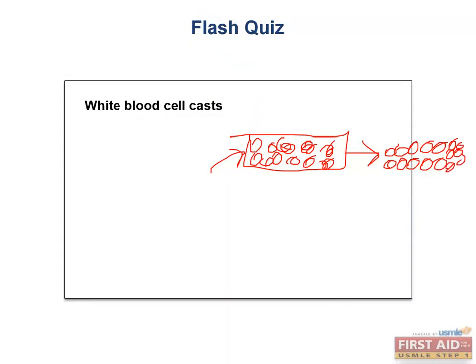And so the infection has to be in the kidney. Otherwise, an infection in the collecting system could lead to white blood cells in the urine, and this is referred to as pyuria, but they would not be molded into the cast-like shape of the renal tubules. And so the good suggestion that the patient has pyelonephritis is the white blood cell cast.